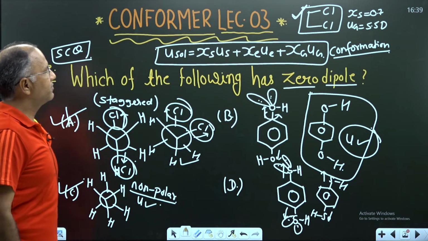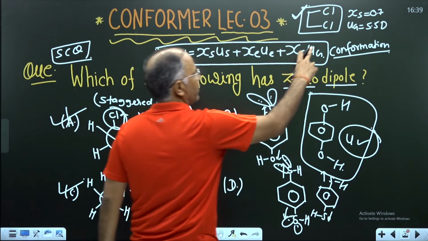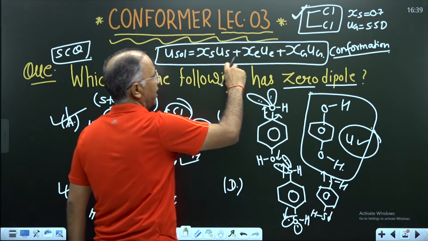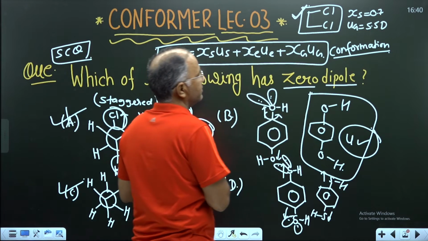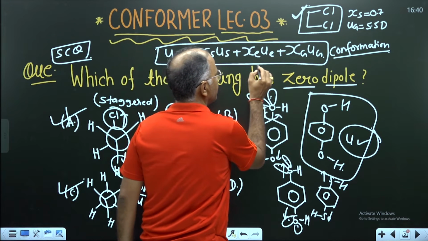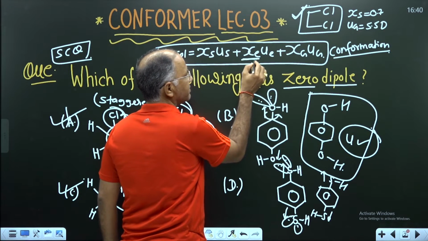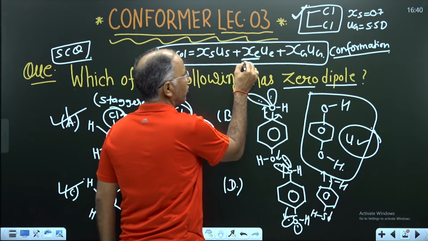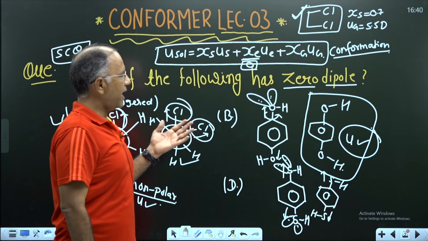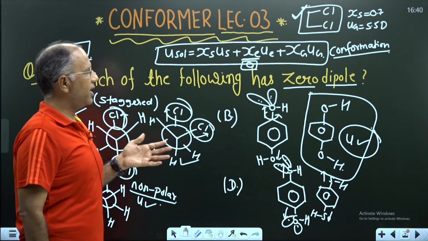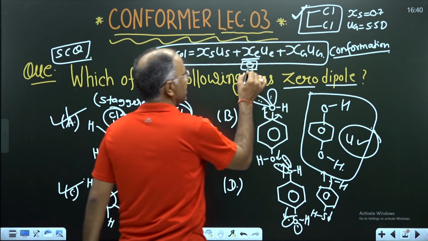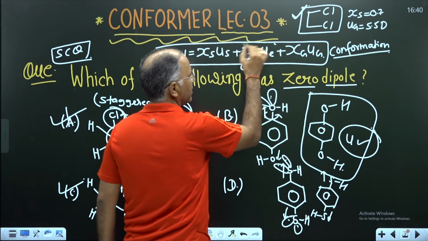Now what is the answer? To solve this question, we require this data: mole fraction of staggered, dipole of staggered, mole fraction of eclipse, dipole of eclipse. Now first of all, which conformer is unstable? Eclipse is unstable. This means the mole fraction of eclipse can be neglected. In this case, the mole fraction of eclipse is 0. Energy maxima conformers can be neglected. This means the mole fraction of eclipse is 0, so this term is 0.